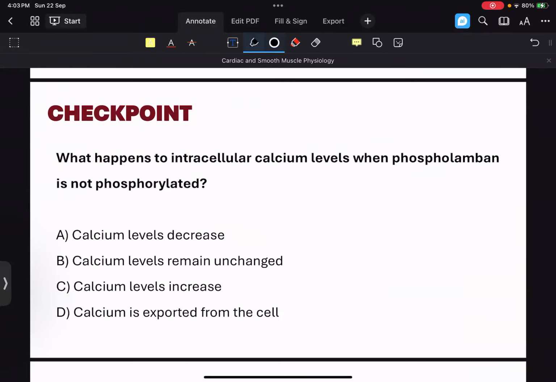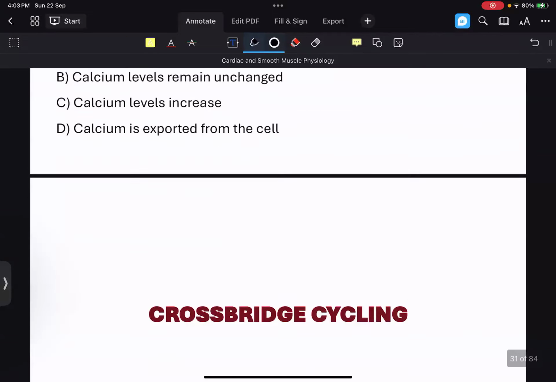Yes, it is C. Phospholamban is not phosphorylated, meaning that the calcium will not be able to return to SERCA, meaning that the calcium levels will just increase inside the cell. So you guys got it, it is C.